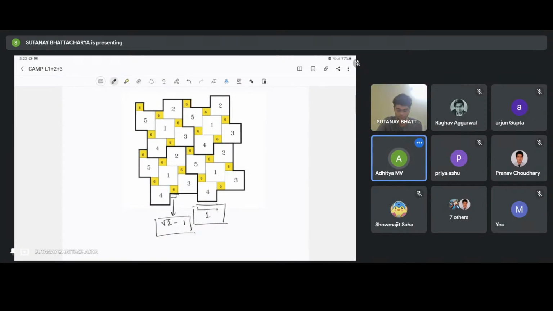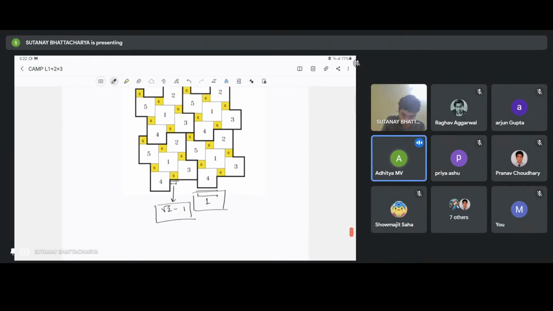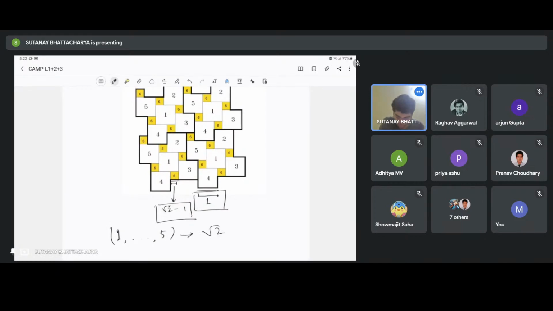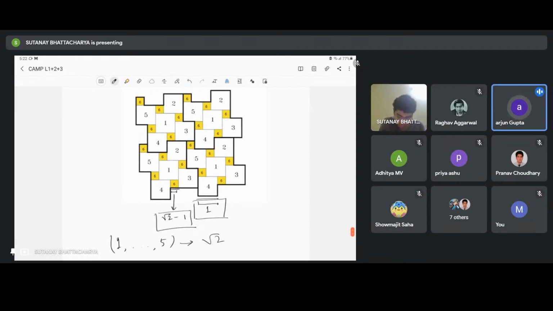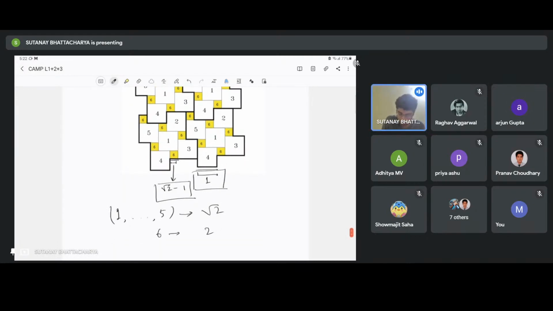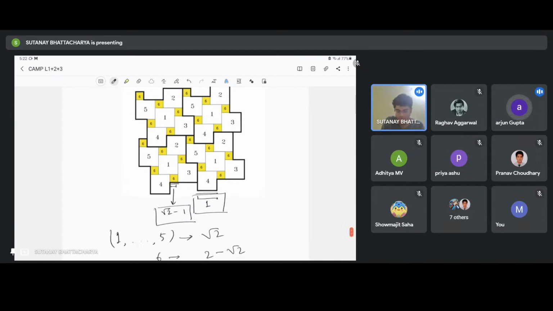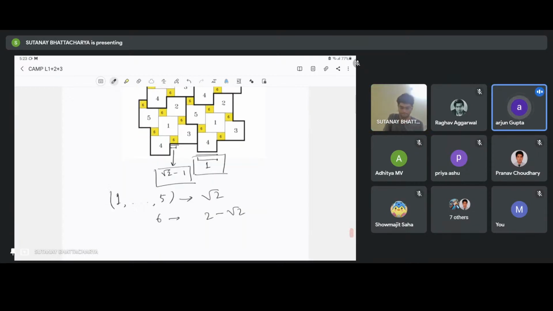1 to 5 avoid root 2, if you have appropriate boundary conditions. Sure, let's ignore the boundary conditions for now. They are kind of important, but we will ignore that. These avoid root 2, is that what you say? Sure, that sounds reasonable. What about 6? 6 avoids 2 minus root 2. If you divide everything by root 2, then you get what we want.